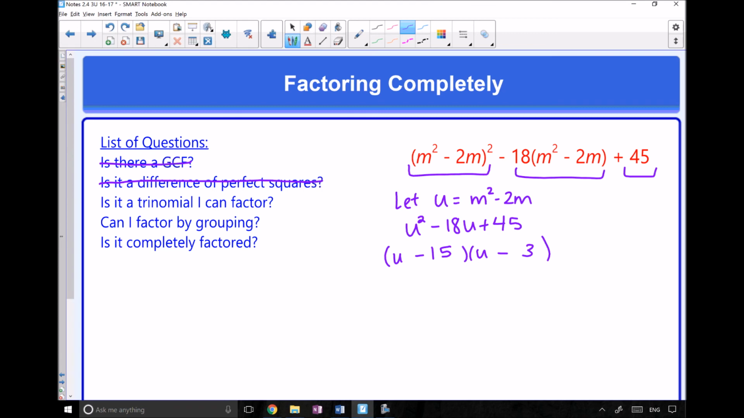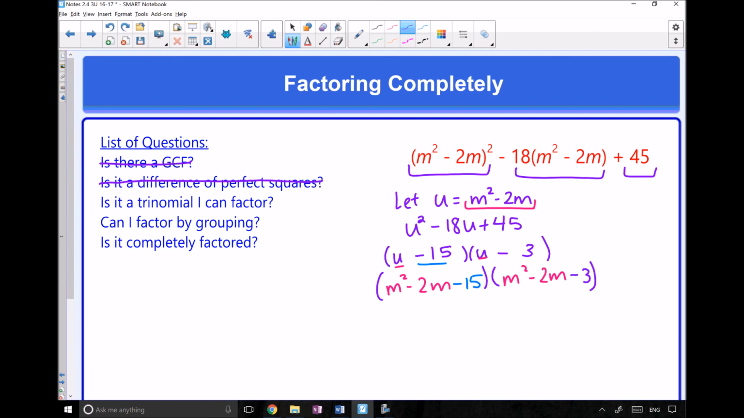Now that I've done that, I'm going to go back and replace my u with what u is equal to. So right here, instead of u, I'm going to put m squared minus 2m, okay, that's what this u is here, and then I just copy down the minus 15. And in my second set of brackets, same thing. I still have another u here, and I know u is m squared minus 2m, so I'm going to say m squared minus 2m again right here, and then I'm going to have minus 3.